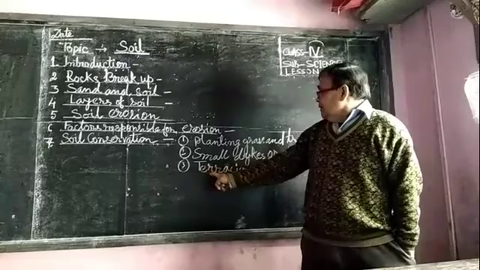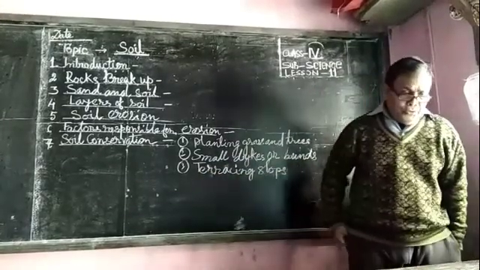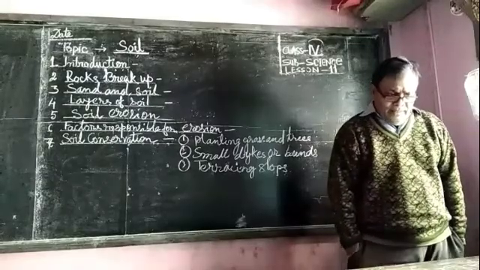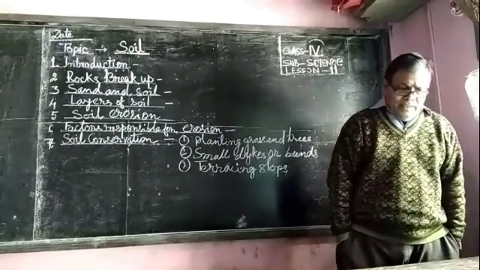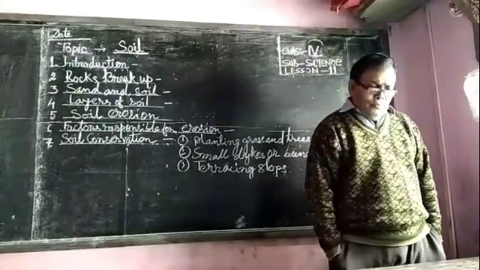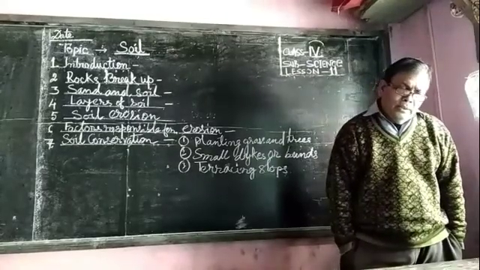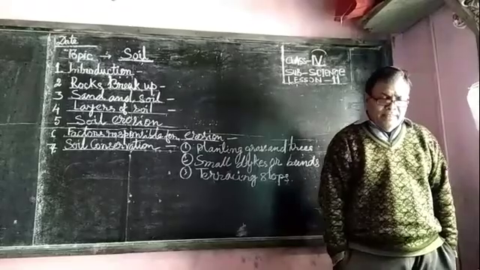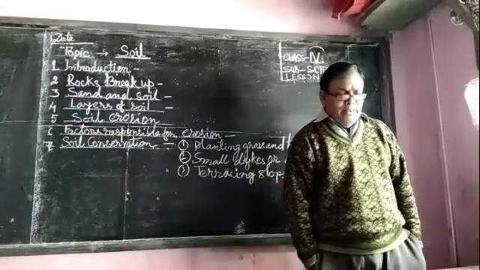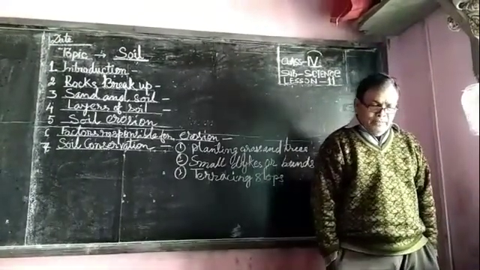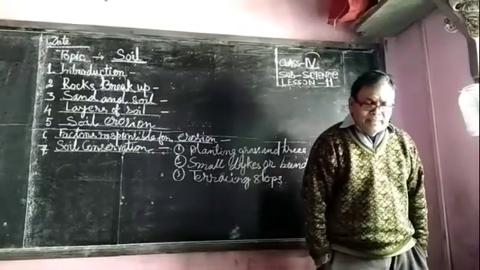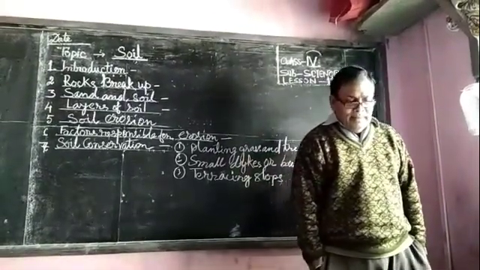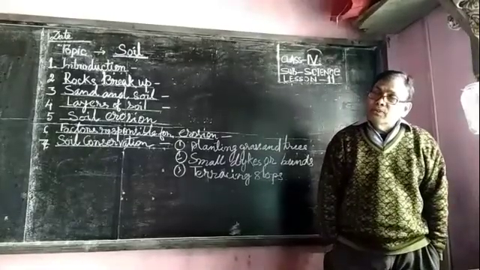Our next is terracing slopes. Terraces stand in the way of the water running down the slopes. Thus, its flow is checked and the soil is left at its place. Terracing turns the slopes into flat ground and thus checks erosion of soil.